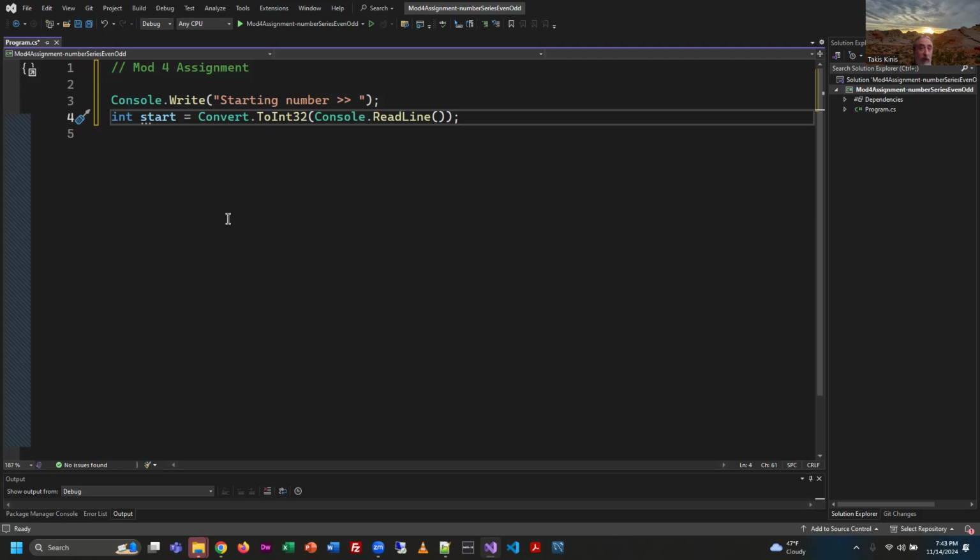Notice I'm also creating a variable called start. You want to call it starting num, whatever you want to call it. I'm just calling it start. Right. Converting it to an int, et cetera, et cetera. That's pretty normal stuff.